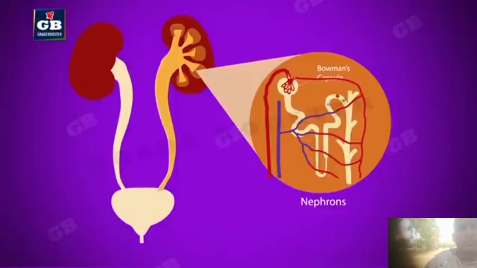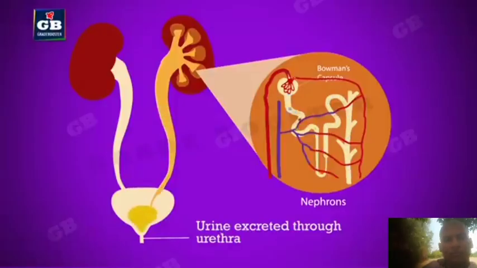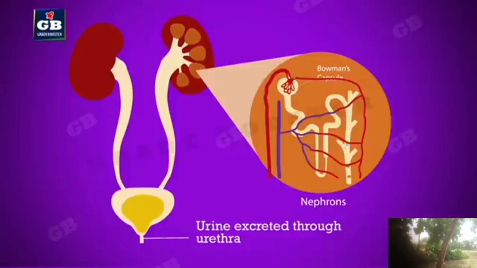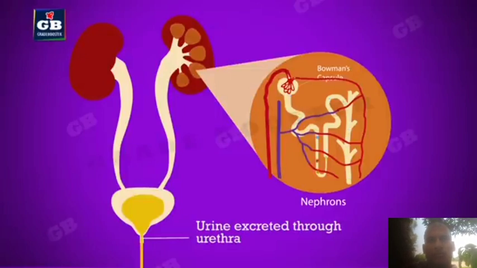Filtered wastes along with water are called urine. It enters the urinary bladder through the ureters. Once the bladder is full, it triggers the sensation of urination. When we relax the muscles of the urinary bladder, the urine flows out through the urethra. These are the important points of the life process.